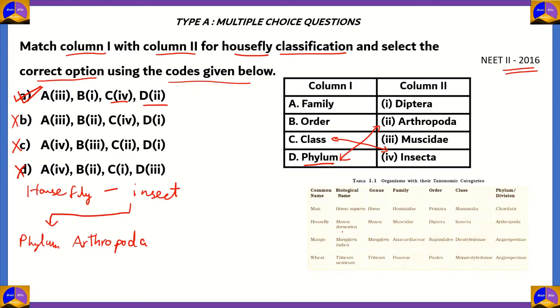This is present in the NCERT. And if you look at housefly, the genus is Musca and the family is Mucidae, so A3 is correct. And you have order Diptera, so that means B1 is also correct. So that means option A is the correct option.